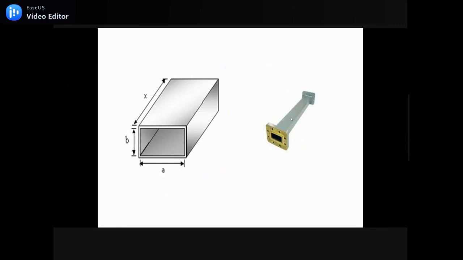These are the three common types of transmission lines we are using.